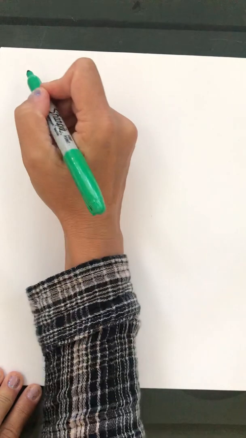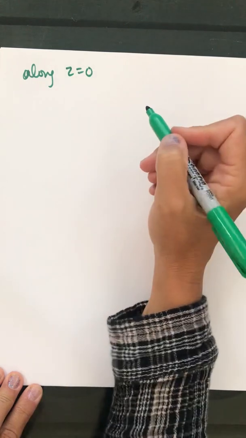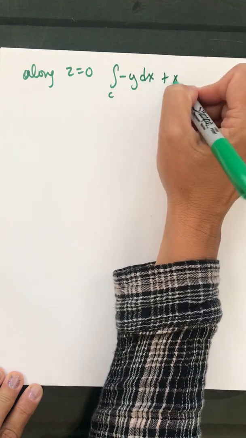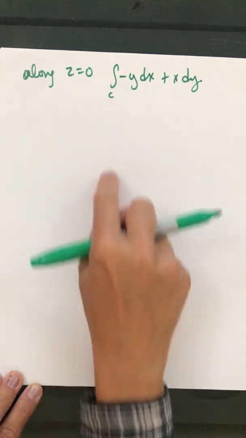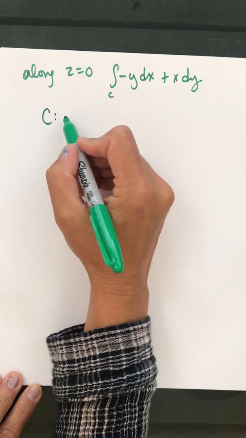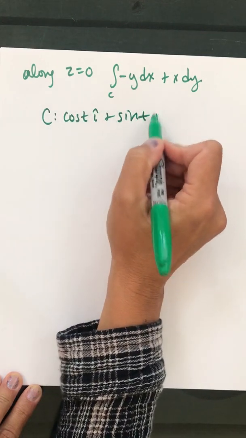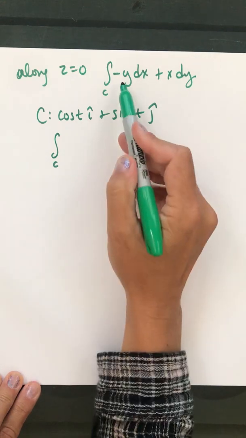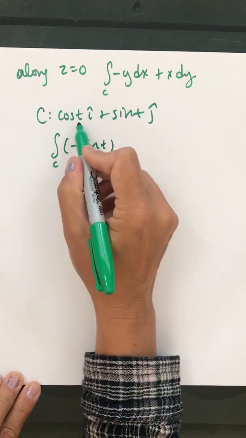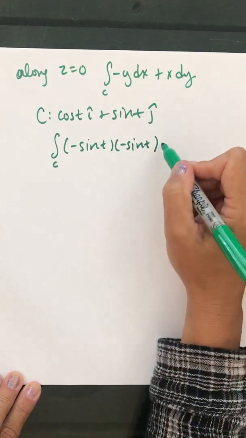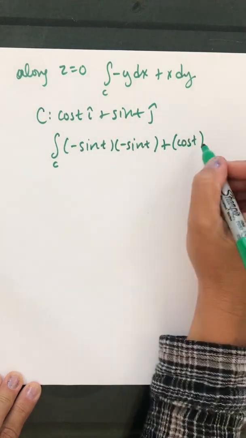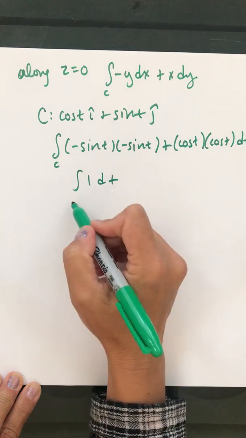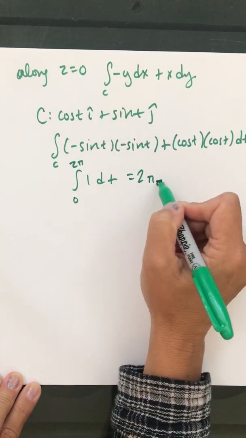Along z equals 0, I get the accumulation along the curve of negative y dx plus x dy. This curve is just the unit circle. So let's define c to be cosine t i hat plus sine t j hat, and plug these in. The integral along the curve of negative y, so negative sine t, times dx, the derivative of cosine t, which is negative sine t, plus x, cosine t, times dy. Sine squared plus cosine squared is 1. I want to do the full circle, so my t values go from 0 to 2 pi, and I get 2 pi.